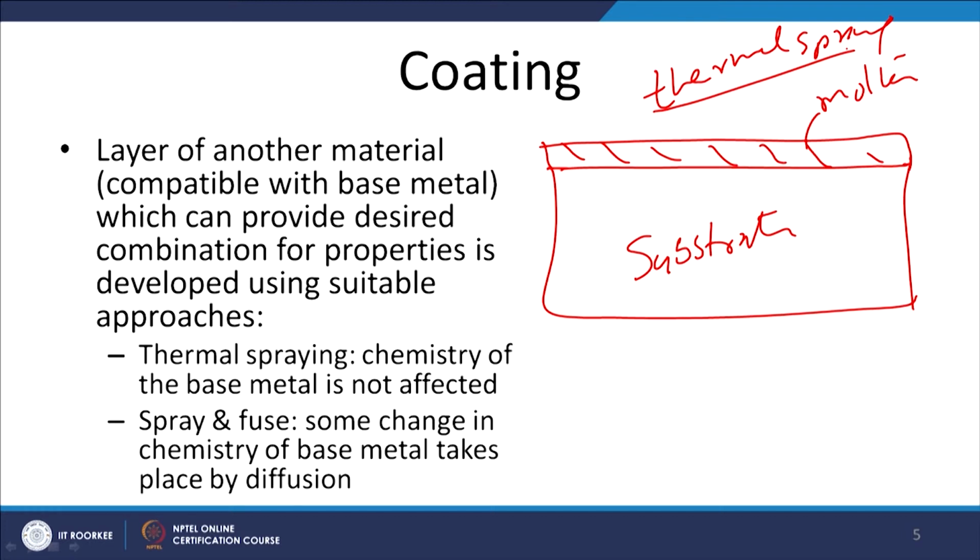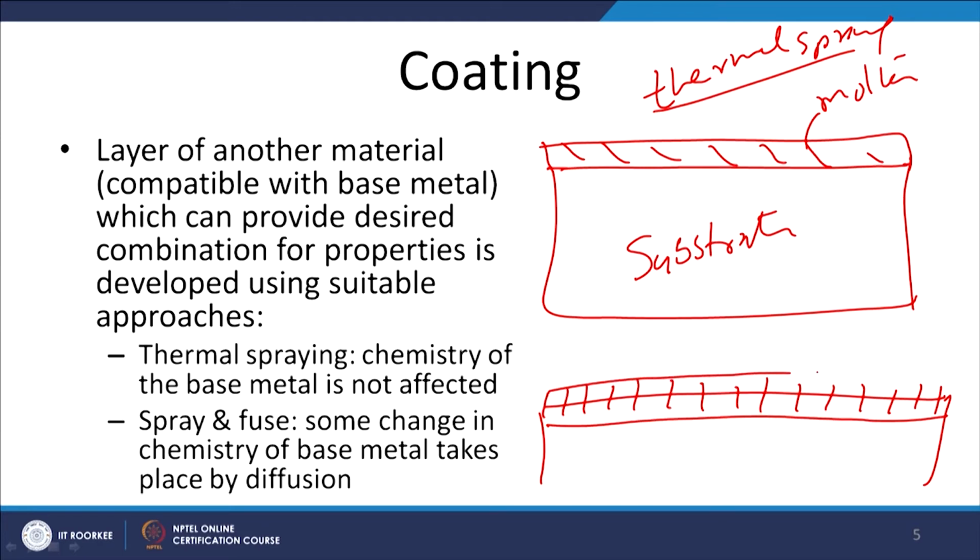Are those processes where even melting of the substrate takes place. So, in one of the cases, the substrate remains in the solid state, but the metal to be deposited is brought to the molten or semi-molten state. In another case, the metal to be deposited is brought to the molten state, and at the same time, up to a certain depth, the substrate is also melted.